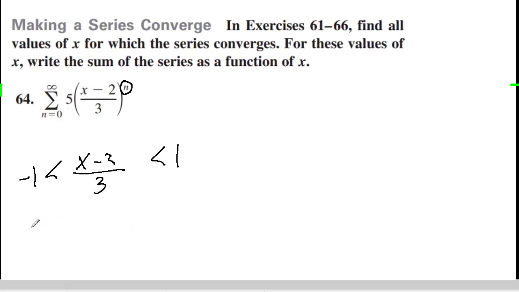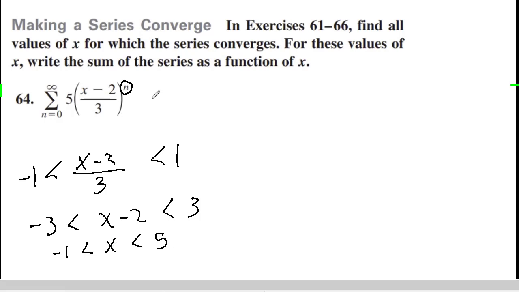If we multiply both sides by 3, we get -3 is less than x minus 2, but it has to be less than 3. So as long as we choose x's so that x minus 2 is between -3 and 3, then our common ratio will be between -1 and 1, and our series will converge. So adding 2 to all 3 sides, -1 has to be less than x, which has to be less than 5. And so as long as you choose x's in this interval, your series will converge.